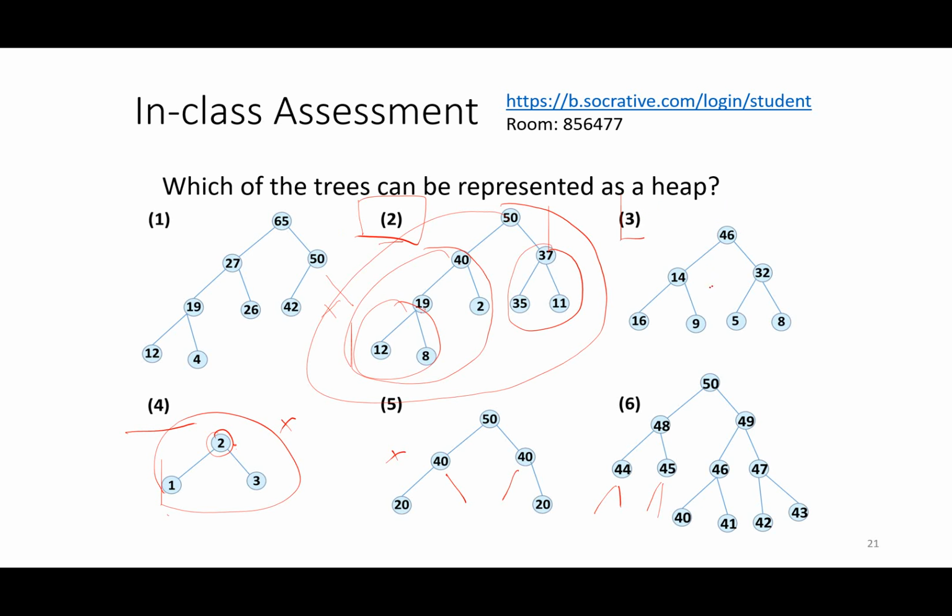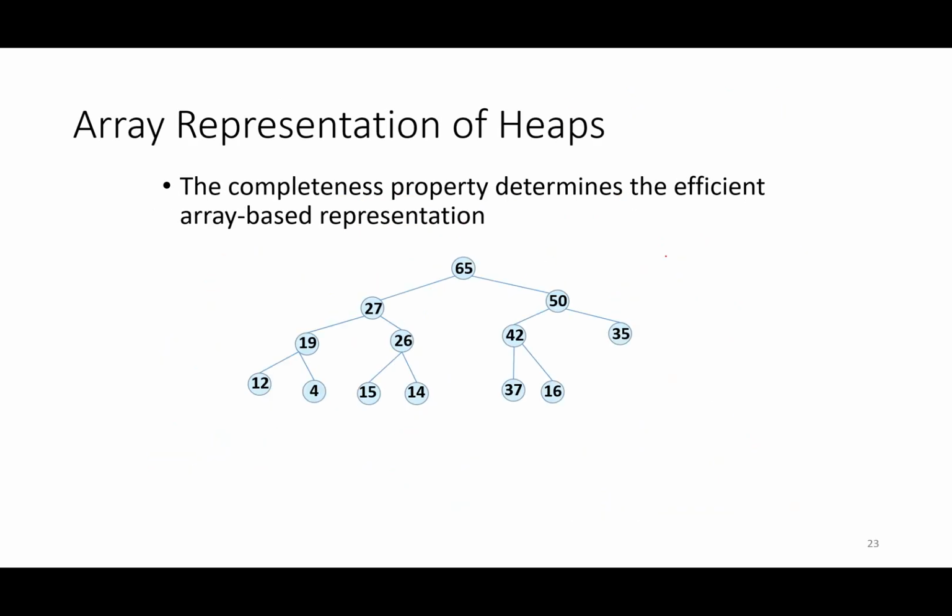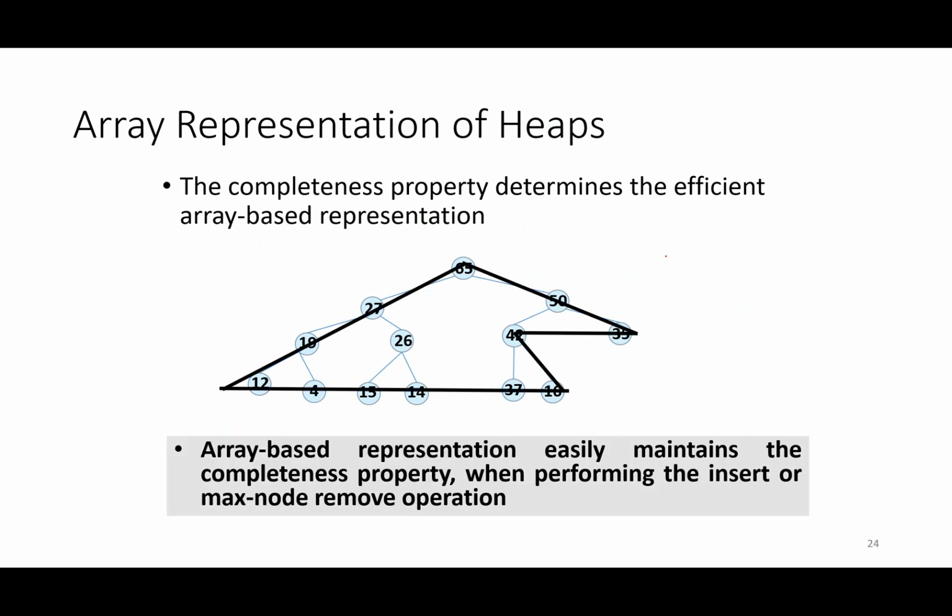Let's check 3. For 3, we already checked it satisfies the completeness property. But for the ordering property, we check this one. No, it's not good. The 16 should be here. This part is okay. This part is okay. But this is wrong. So the correct answer is option 2. And the completeness property determines the efficiency of the array-based representation. The array-based representation easily maintains the completeness property when performing the insertion or maximum node remove operation.